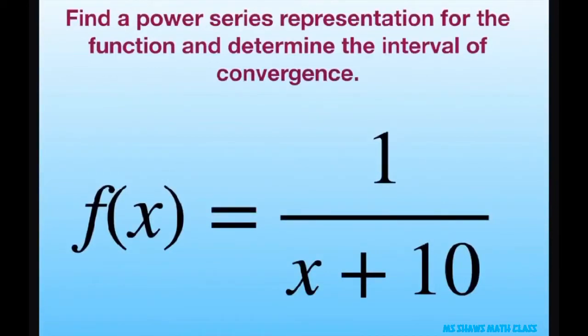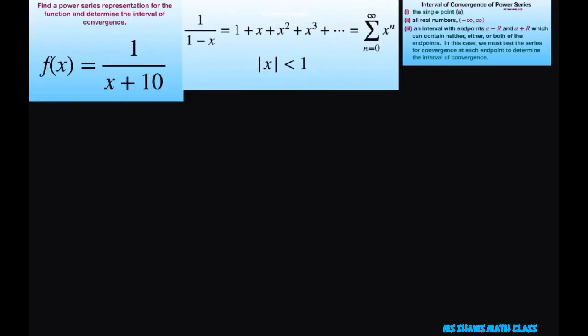We're going to find a power series representation for the function and to determine the interval of convergence for our function. So our goal is to write our function in the form of 1 divided by 1 minus r, and we're going to use this equation to help us find the sum.